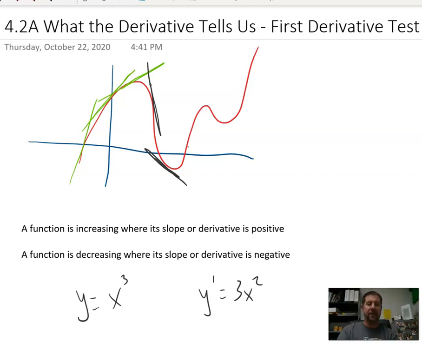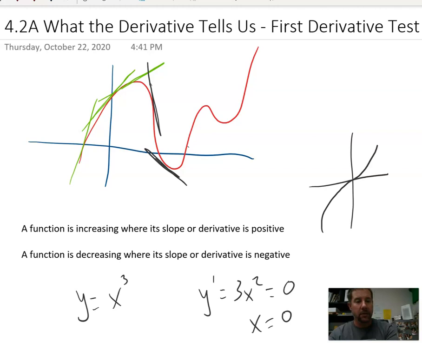A good example for this is y equals x cubed. If I take the derivative of that, I get y prime equals 3x squared. And if I set that equal to 0, I do find that x is going to equal 0. But if I look at x cubed, you don't necessarily have a min or max. Just because the derivative equaled 0 didn't mean there's a min or max. In this case, the derivative is always positive, so the function is always increasing. So those are things we can learn here.